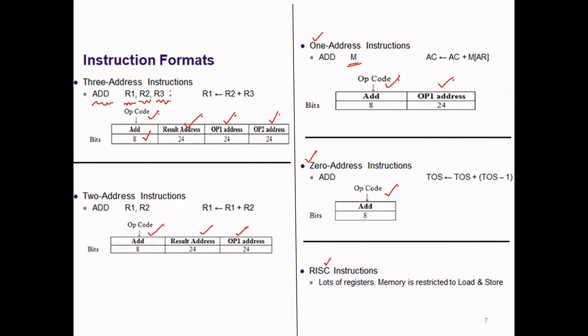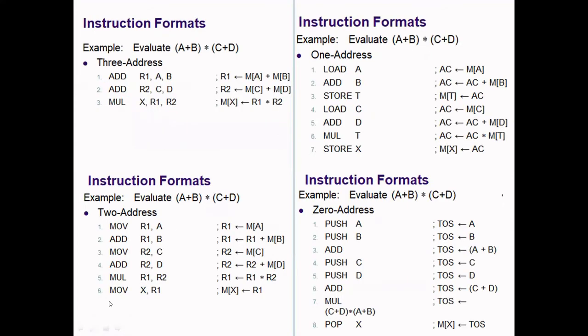And in the RISC instructions, lots of registers are there. Memory is restricted to load and store operations. Now let us take one example and write a program as a practice. See here, I want to write a program a plus b into c plus d. A is the memory location where data is available, b is one more memory location where the data is available in the memory, and c is some other location, d is some other location. Whatever the data, I want to add here and multiply and get the result.